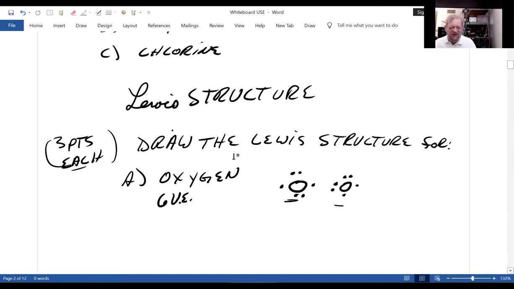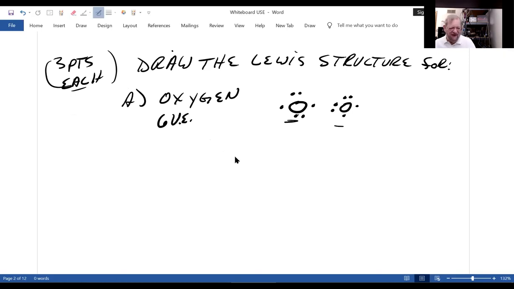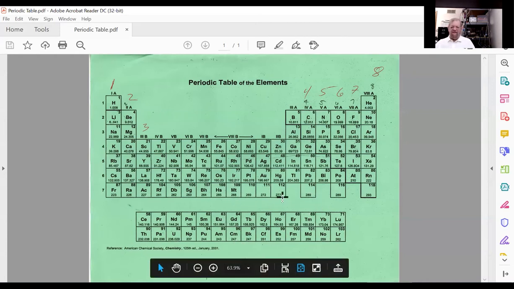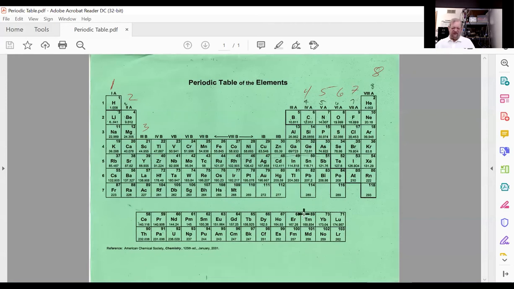So I'm going to share the fun and let you have some fun. And why don't you do chlorine? And I'll show you a periodic table real quick. Remember, a Lewis structure shows valence electrons. And ready, set, go. By the way, if you haven't figured out, and we did it just a little while ago, chlorine has seven valence electrons.